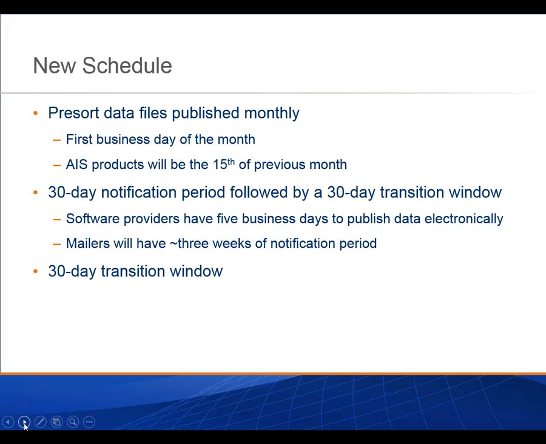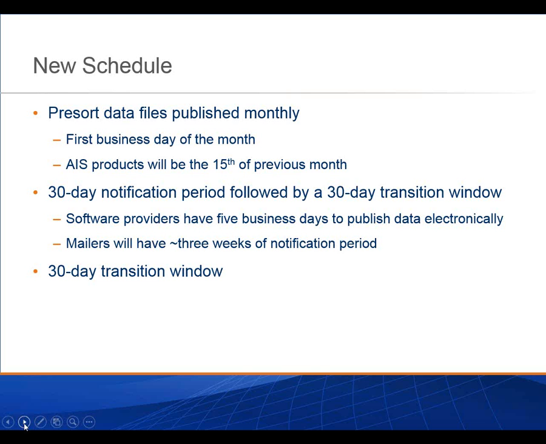As I talked a little bit earlier, the AIS products are on a slightly different schedule. The AIS products always get published on the 15th of the month. So what will happen is the Postal Service will publish the label list, the mail direction file, and the zone matrix on the first business day of the month. We will take all that data and compress it into the Presort data files.